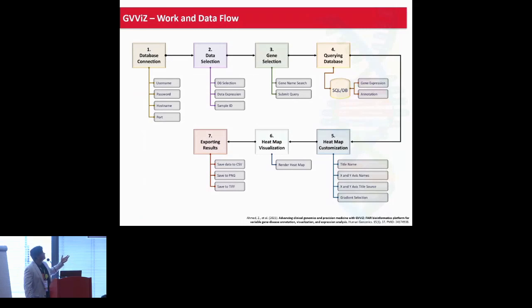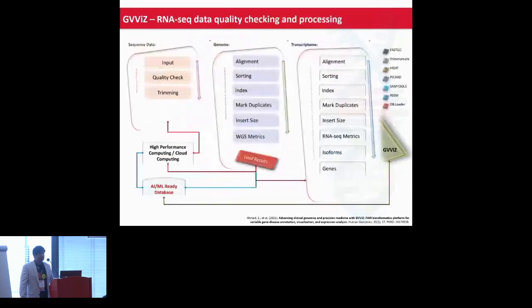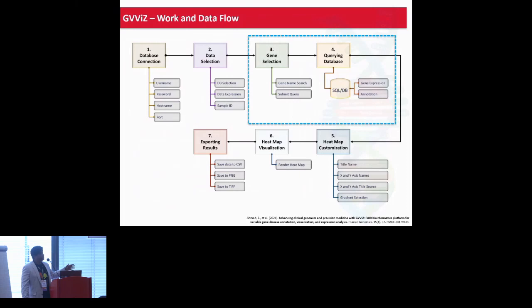First of all, it starts with the connection to the databases. The second most important part is that when RNA-seq data have been generated for the patients, we have developed a pipeline, which is not a secret anymore. Everybody is using a similar kind of pipeline. However, the results and the QC metrics produced by this pipeline are automatically saved in a centralized database server which is connected to GVViZ. Then the next step is gene disease annotation.